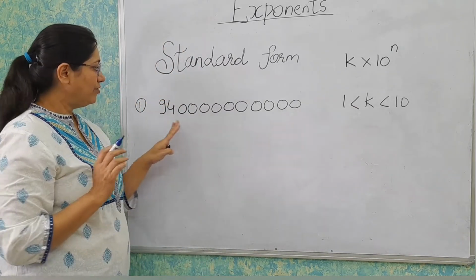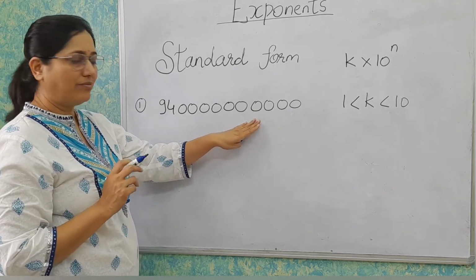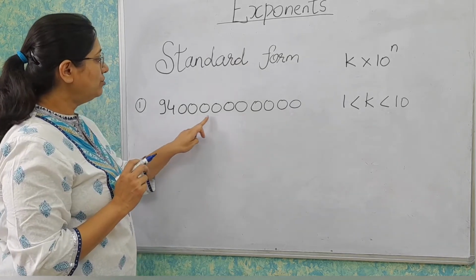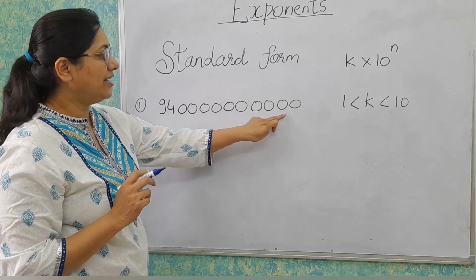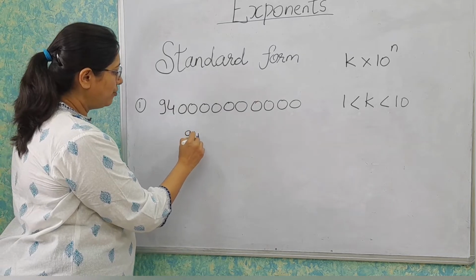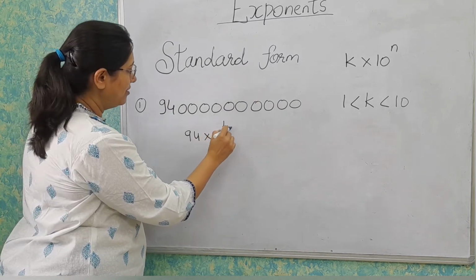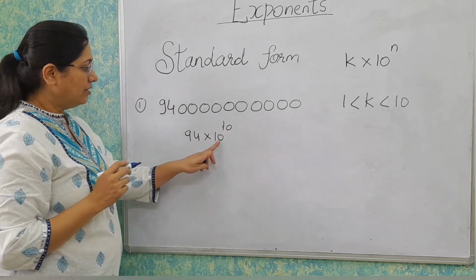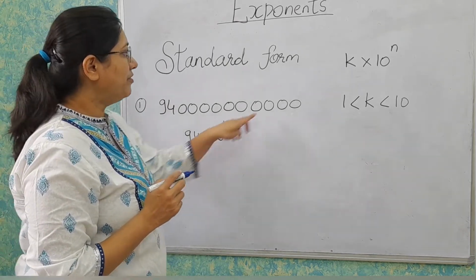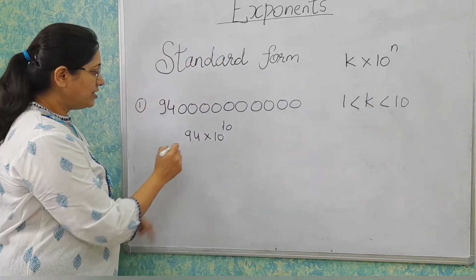Let's take a look. First I will convert this number in standard form. First we will count the number of zeros. 1, 2, 3, 4, 5, 6, 7, 8, 9 and 10. So I can write it as 94 multiplied by 10 raised to the power 10. So this 10 raised to the power 10, I have fulfilled this condition. But what about this 94?